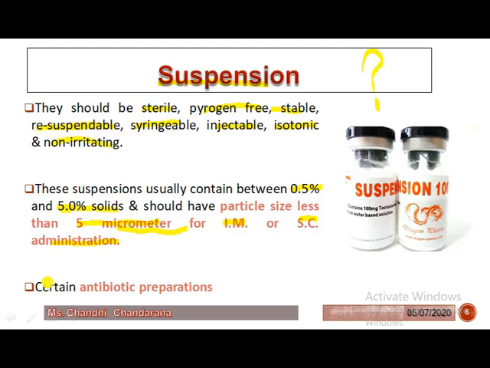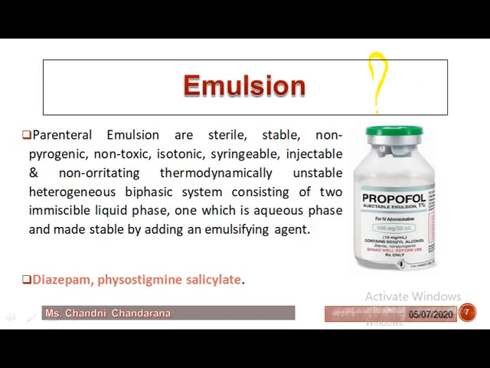For example, certain antibiotic preparations, like penicillin G. In penicillin G, the concentration of solid is up to 30%, because some drugs show more stability, more efficacy, or you can say safety in an emulsion form rather than solution form.